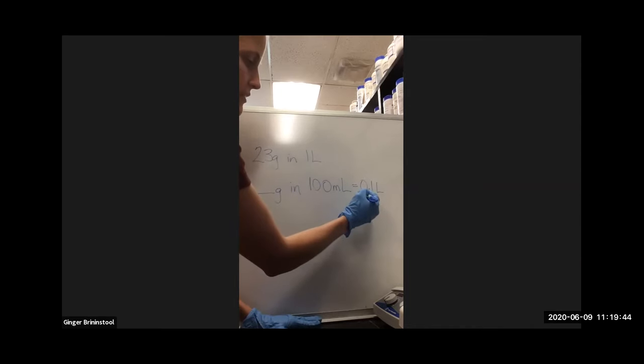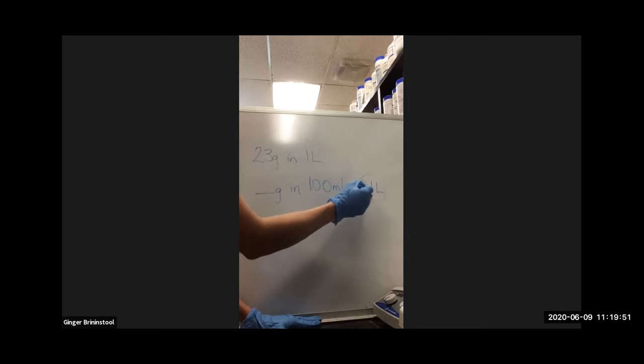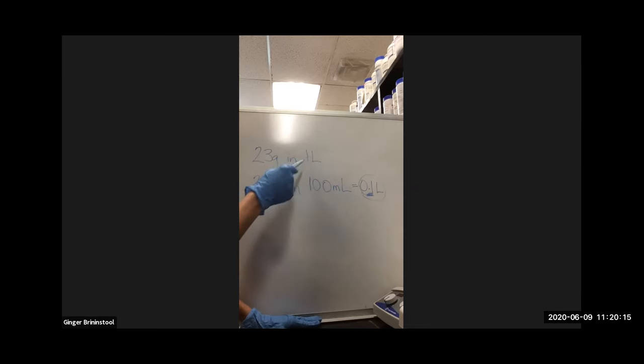All right, so this is 1/10. So if we multiply 23 grams by 1/10, what do we get? 2.3? Does that make sense? Yeah, so if I'm going to make 100 milliliters of nutrient agar instead of a liter, I need 2.3 grams of nutrient agar powder instead of 23, right? Okay, so 2.3 grams, that's what I need to measure out.